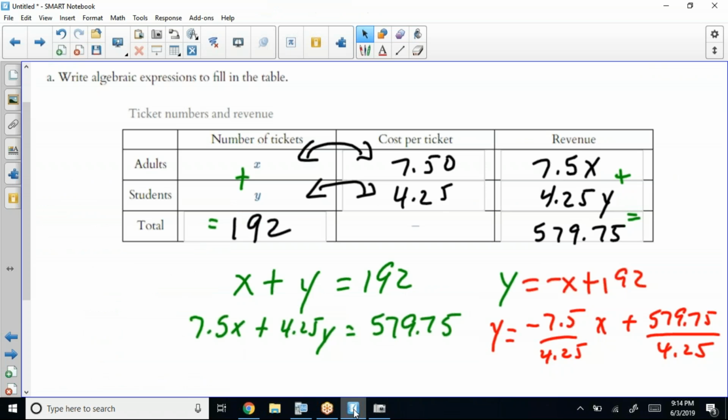Here's the cost for the adult. Here's the cost for the student, 7.50 and 4.25. If you multiply the x times this, it gives you the revenue, right? The cost per ticket times number of tickets is revenue. So you do that for both of them, and then you've got a total revenue down here, and the other equation is x plus y equals 192. So that gives you a summation type equation. So, all right. Okay, thank you.